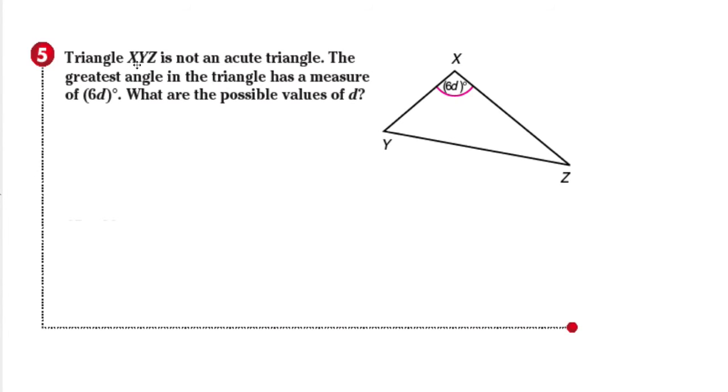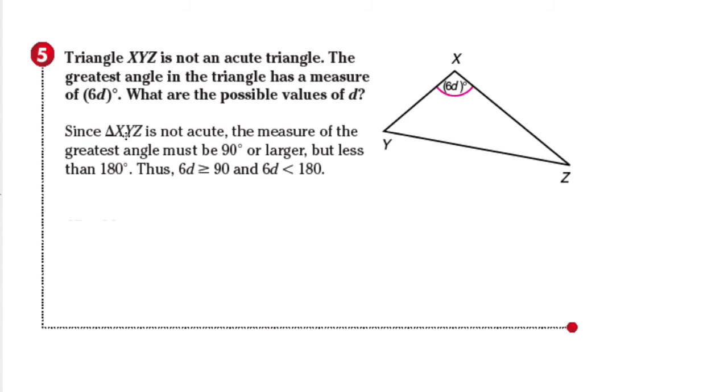Triangle XYZ is not an acute triangle. The greatest angle in a triangle has a measure of 6D degrees. What are the possible values of D? So this is again an inequality problem. Triangle XYZ is not an acute triangle. The phrase "greatest angle" indicates that it should not exceed that angle, which has a measure of 6D. What are the possible values of D?